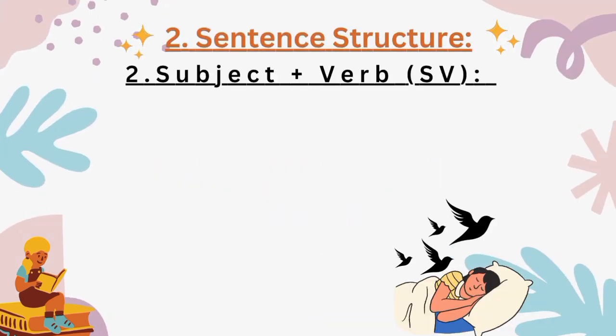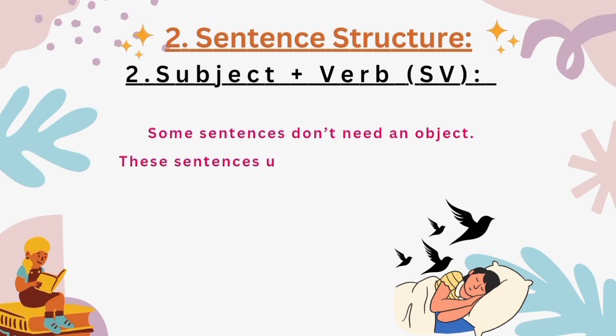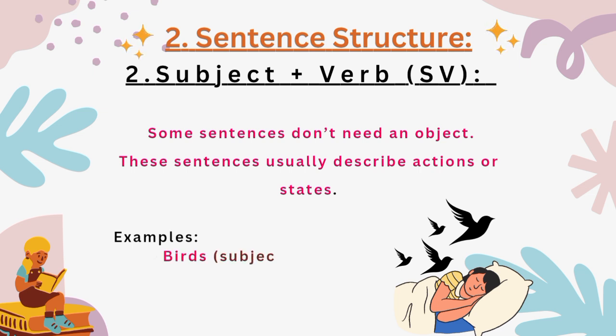Next sentence structure is subject plus verb. In English, some sentences use a simple structure called subject plus verb. This means the sentence includes a subject and a verb but doesn't need an object. These sentences usually describe an action or a state of being without affecting anyone else. Now, let's see some examples. Birds fly. Here, the birds are subject and fly is verb. Why is the bird the subject? Because they are performing the action and fly is the verb because it describes the action the birds are doing. There is no object because the action of flying does not directly affect another noun.